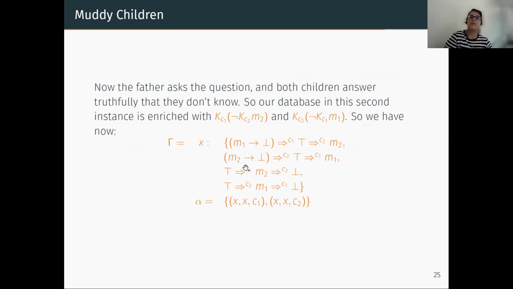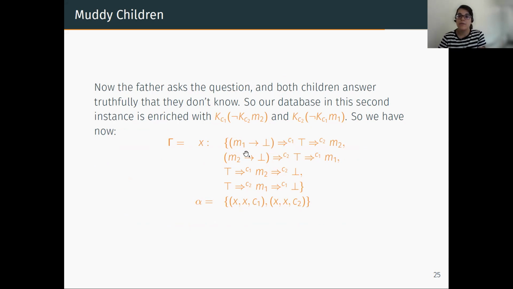But what happens when the father asks the question and both children answer truthfully that they don't know? So our database in the second instance is enriched with this formula: that child 2 doesn't know if they have mud on their forehead, and the same for the other child. So this is the way we are going to have our database now. So these are our normal form formulas.